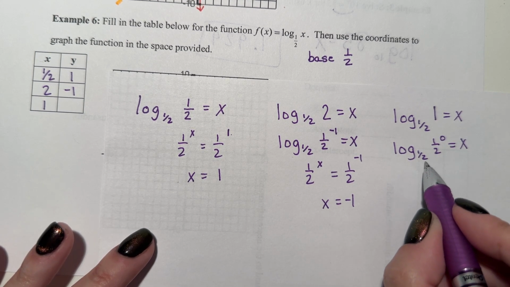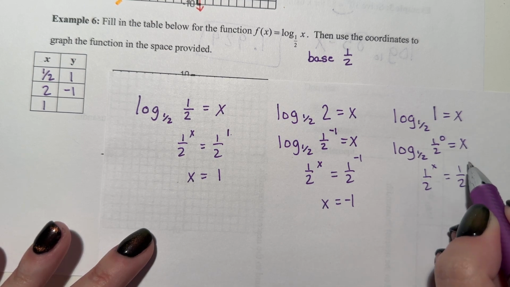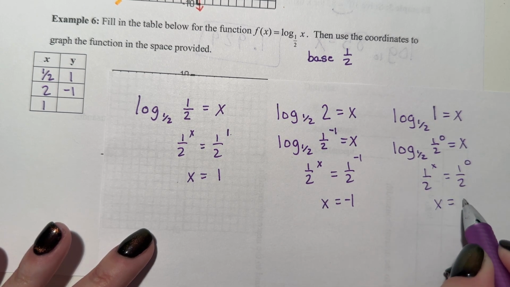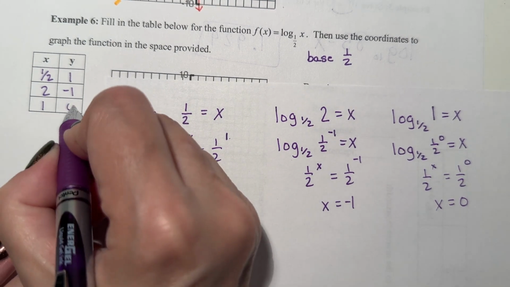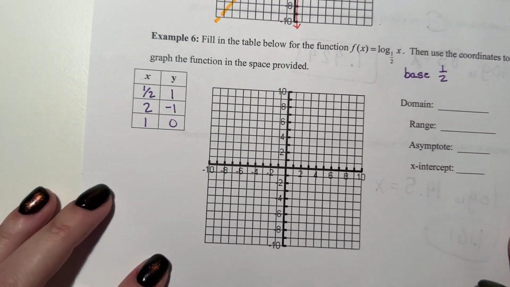Okay, now rewrite it as exponential. So that'd be 1/2 to the x power equals 1/2 to the 0 power, which means x has to be equal to 0. Okay, so we now have our values in. Let's go do some graphing.